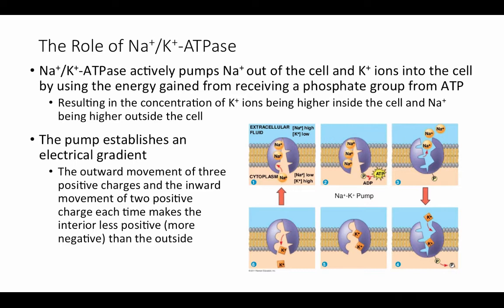So the outward movement of 3 positive charges and the inward movement of 2 positive charges each time makes the interior less positive, more negative, relative to the outside. So remember, this is always relative to the outside of the membrane.